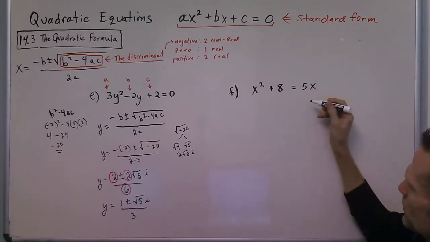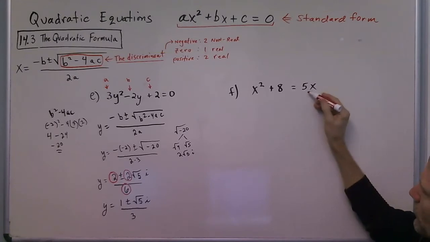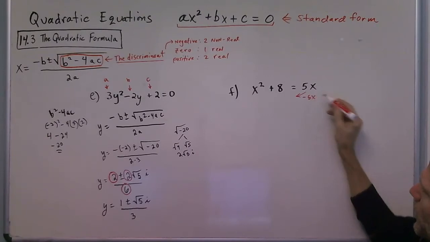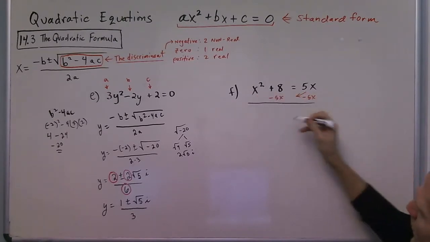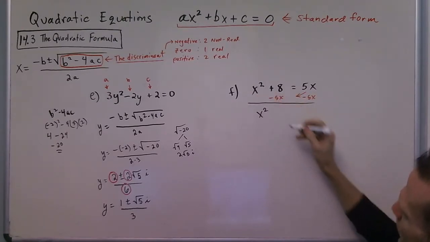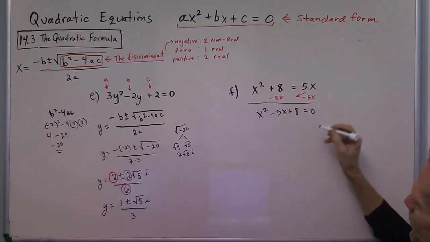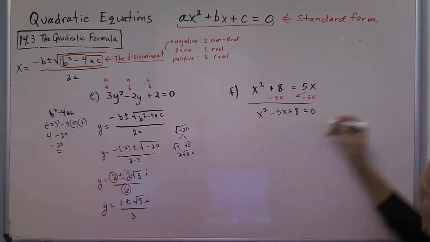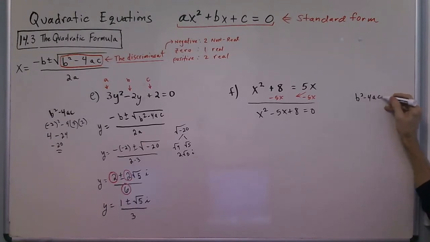All right, taking a look at this problem, the first thing we'll do is get it into standard form. Some of you will be good enough to just move this term over as you copy it out onto your paper, but we're going to subtract 5x. Okay, and what we get is x squared minus 5x plus 8 equals 0. And then we'll do the discriminant. Running out of a little space here, so I'll do the discriminant right here, b squared minus 4ac.